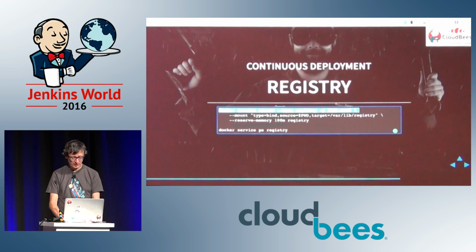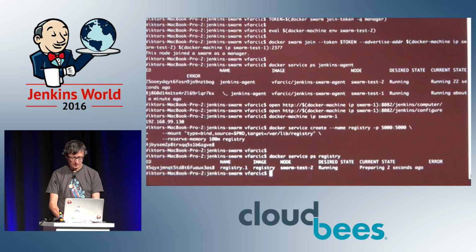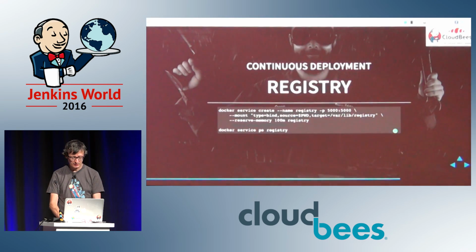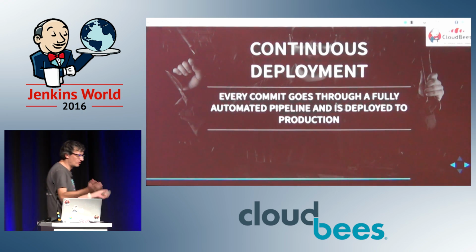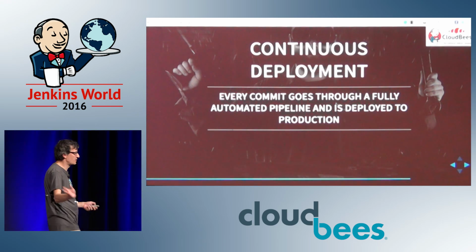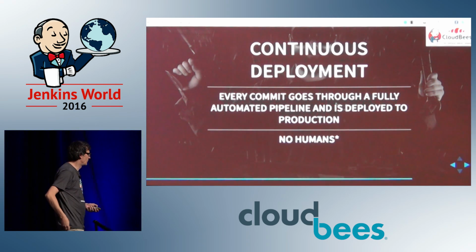I'm going to run registry so that I can push my containers there and pull them from there. It's already running. I'm like, no, it's not. It's preparing. Now it's running. Excellent. So now that I have my two clusters set up, I have everything set up, I have Jenkins running, it's always running no matter what happens. Now we can talk about continuous deployment.